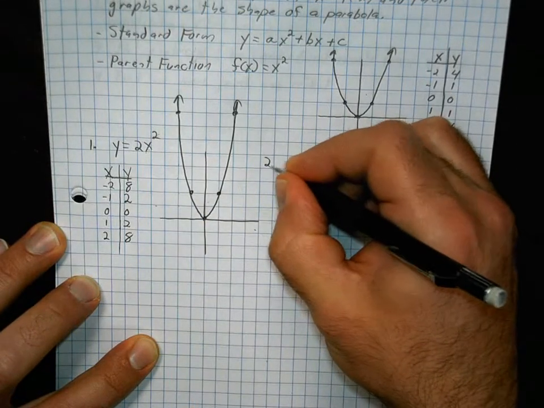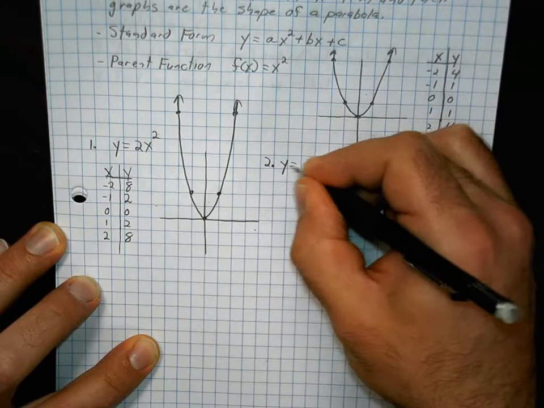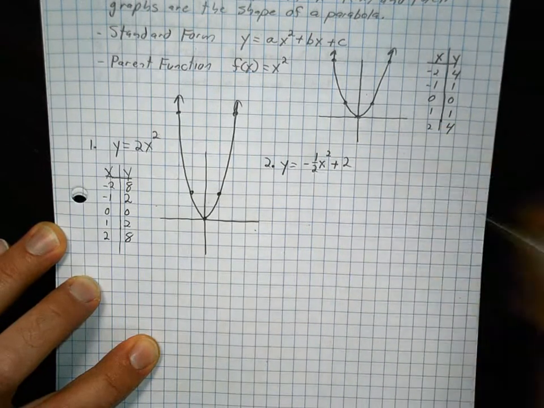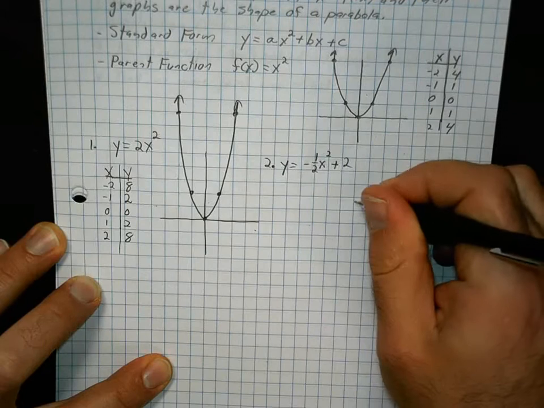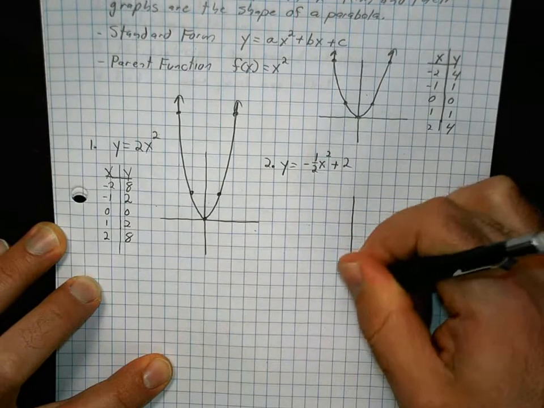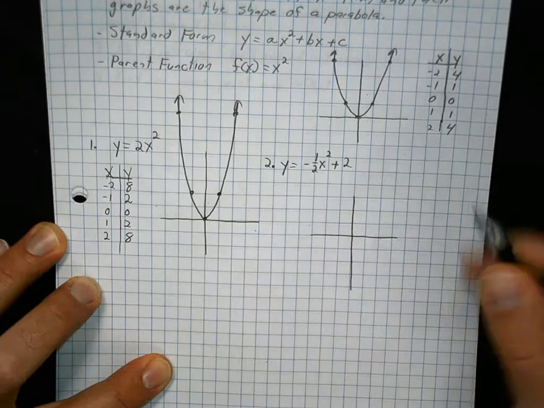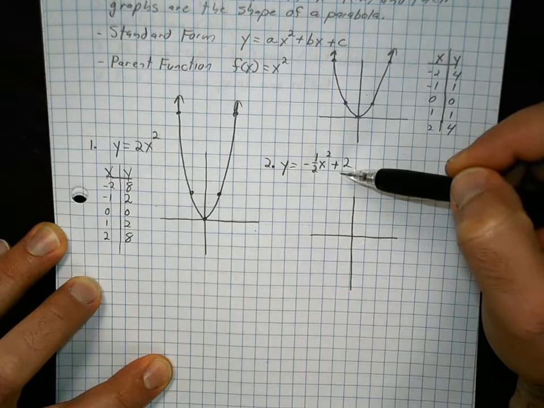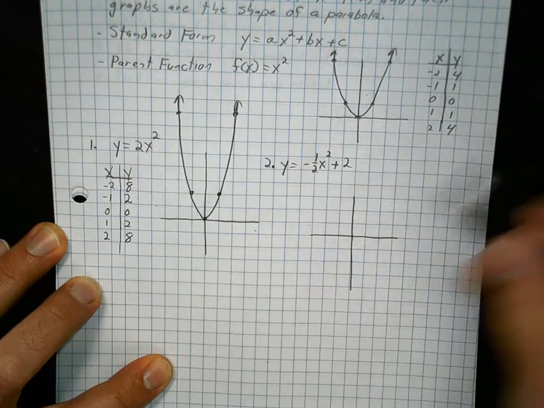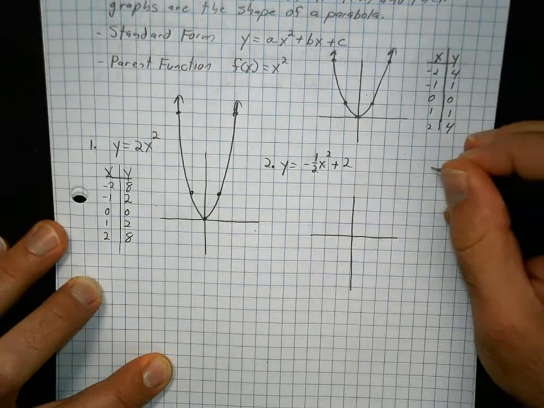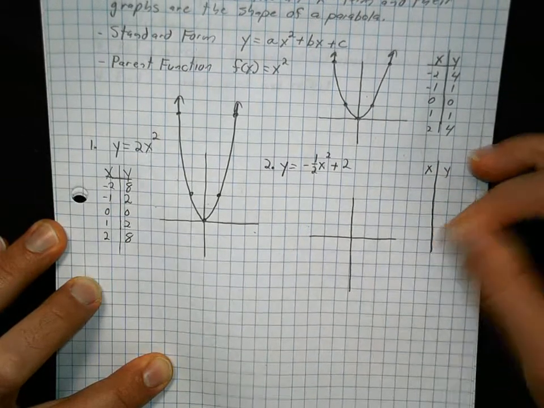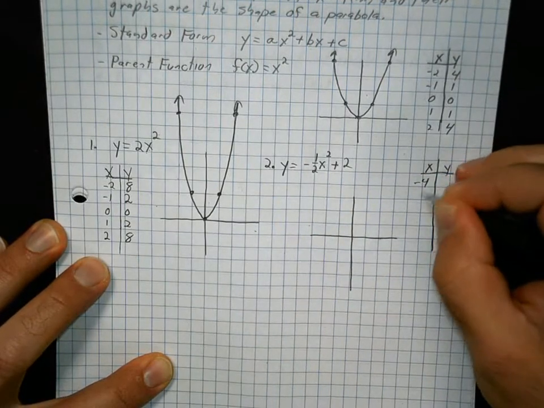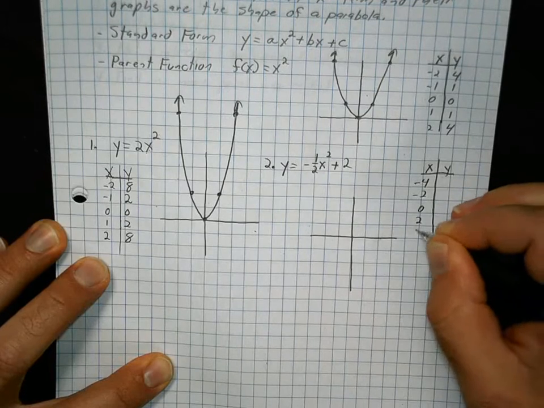Okay, let's graph another one: y equals -1/2 x squared plus 2. Again, if I don't have the bx part, if b is 0, my parabola is going to be symmetric about the y-axis. I'm going to simply make a table. Let's make it over here out of the way. Now when I choose the input values for this one, I'm going to use -4, -2, 0, 2, and 4.